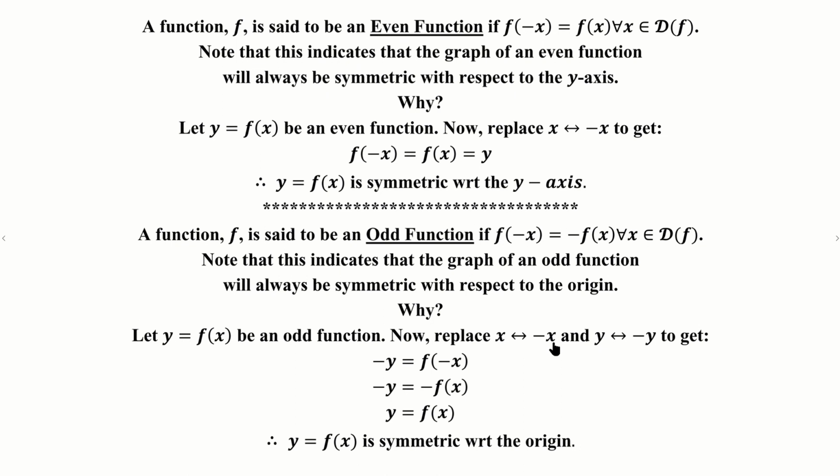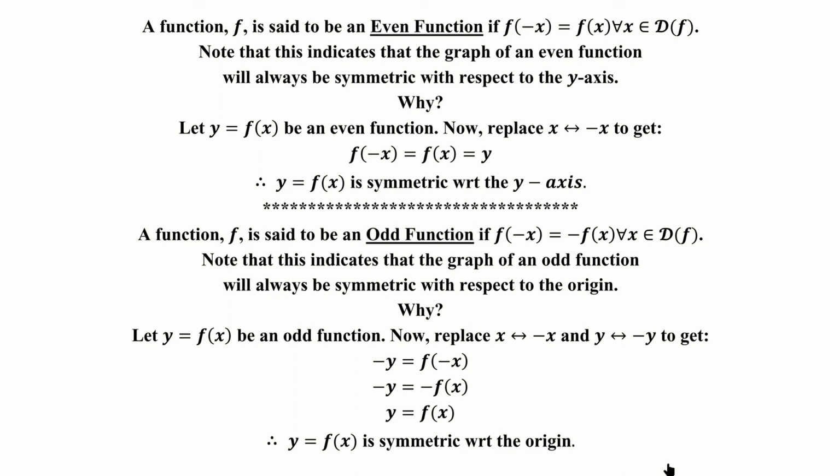Now replace x with negative x and y with negative y. So what do we get? We get negative y equals f of negative x. We're replacing x with negative x, right? So we get negative y equals negative f of x, and multiplying both sides by negative 1 gives us y equals f of x. So we got back to the original, right? So therefore, y equals f of x is symmetric with respect to the origin.